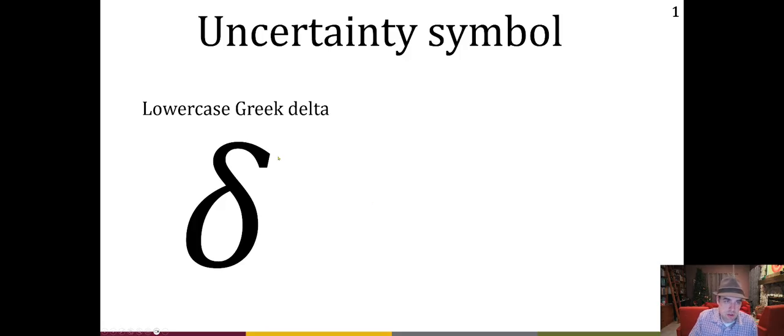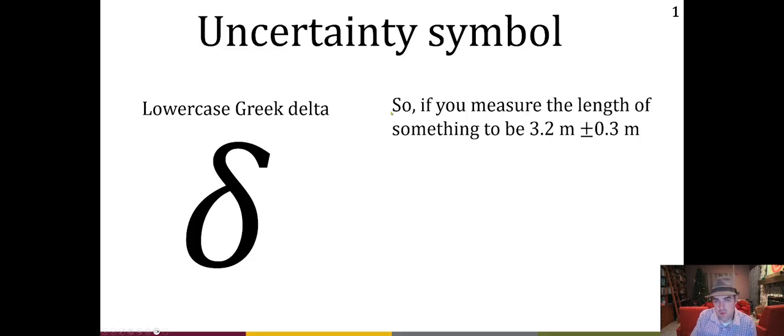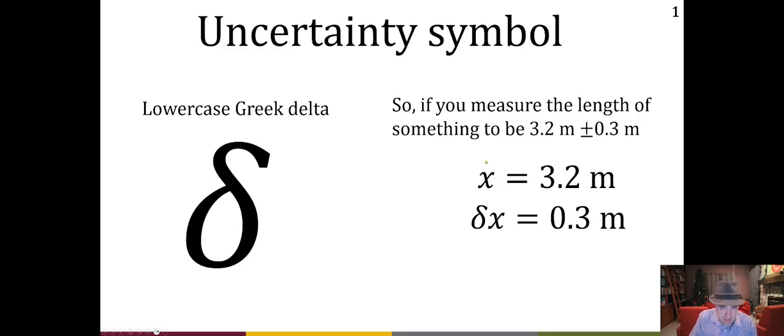So just to recap here, we're going to use the lowercase Greek symbol delta, and that's over here, for our uncertainty symbol. So for example, if we measure the length of something to be 3.2 meters plus or minus 0.3 meters, we would say that the length x is the 3.2 meters, that's this first term, and then the uncertainty in that value, the uncertainty in x, delta x, is equal to 0.3 meters, that's this plus or minus 0.3 meters. So that's how we take this measurement and turn it into these equation forms.